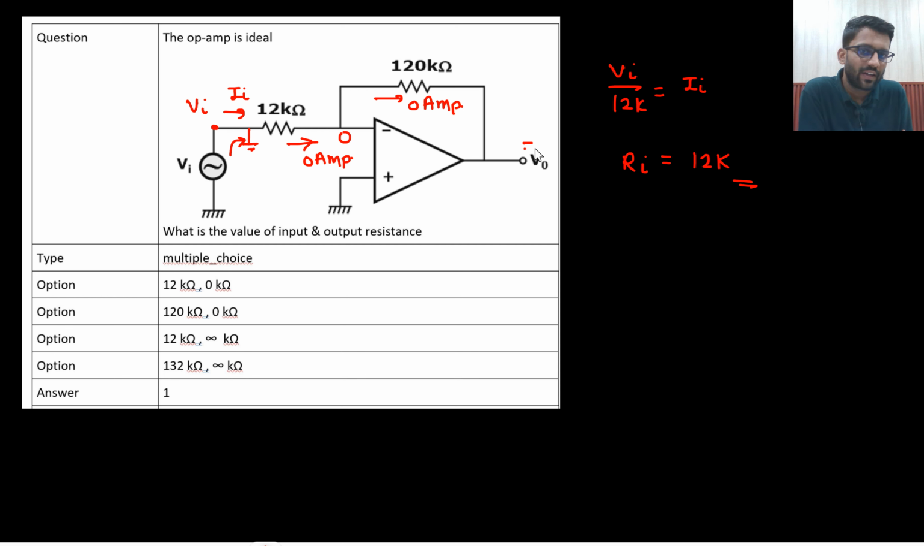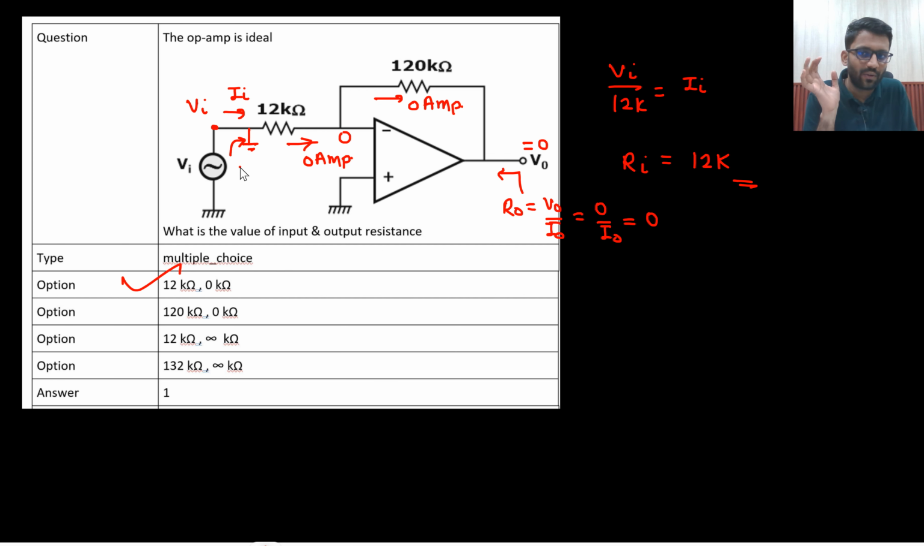This 0 will travel down here, V naught will be 0. So R naught you would be finding from here, right? R naught will be V naught by I naught, where your V naught is 0, 0 by I naught. So R naught is 0. So 12 kilo ohm and 0 kilo ohm. Understood this concept? Input impedance 12 kilo ohm.